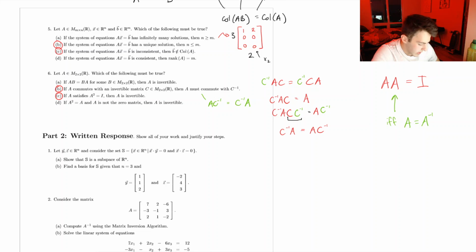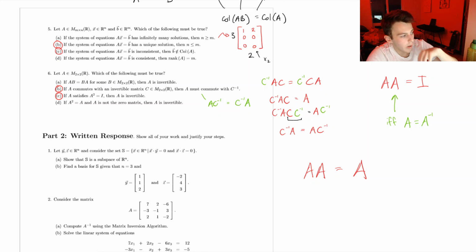And finally we have 6d. If A squared equals A and A is not the zero matrix, then A is invertible. So if we had A times A equals A and A is not the zero matrix, is this invertible? Well, we know one solution here would be when A is equal to I, and in that case it's invertible. But there could be other solutions here where that is not the case. So for that reason, we can't really say that A is invertible here for every case. There are other solutions for A that we just don't know, and we can't say that all of those other solutions are going to be invertible. So 6d is going to be false.